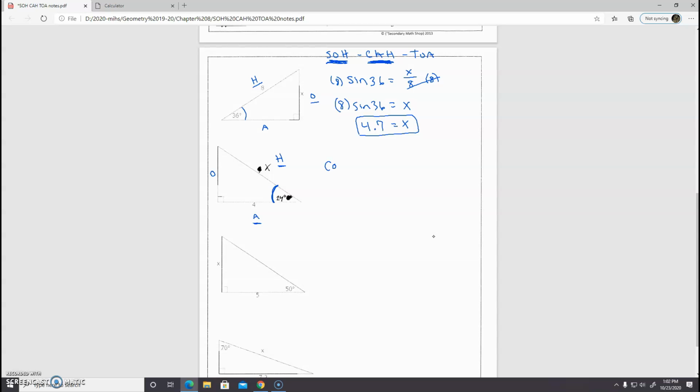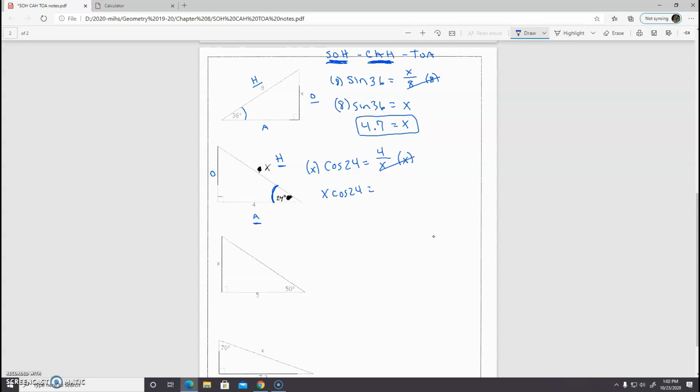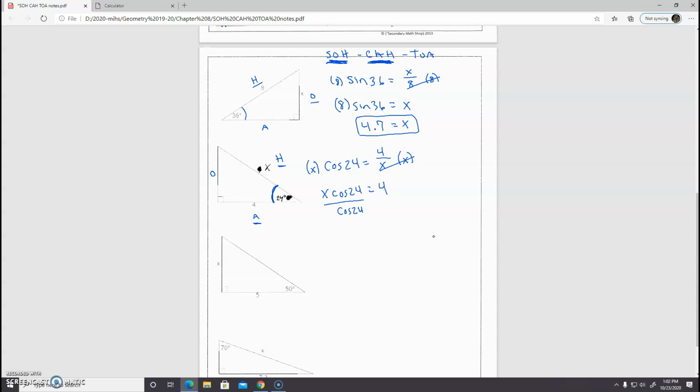So cosine of your angle equals adjacent over hypotenuse. Now notice this one, x is in the denominator. So we're going to go ahead and multiply both sides by x. So we have x times the cosine of 24. Those will cancel. We're left with 4. And now we want to get x alone, so we're going to divide by that cosine of 24.